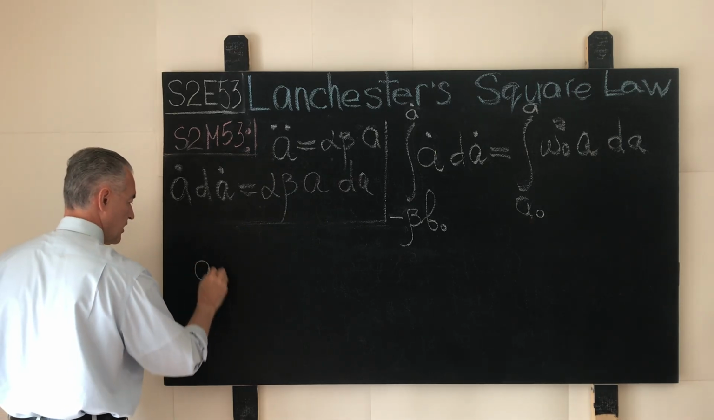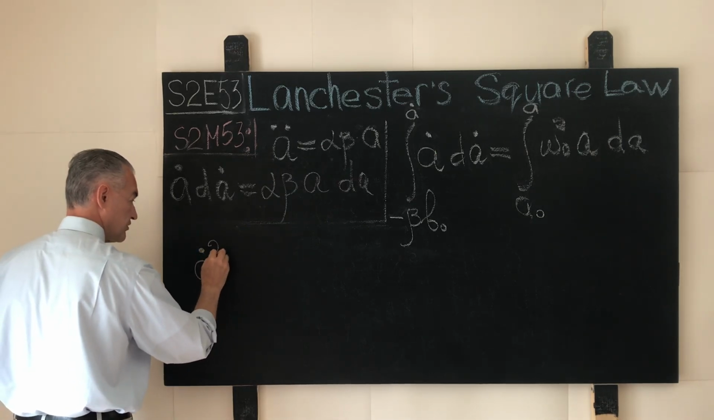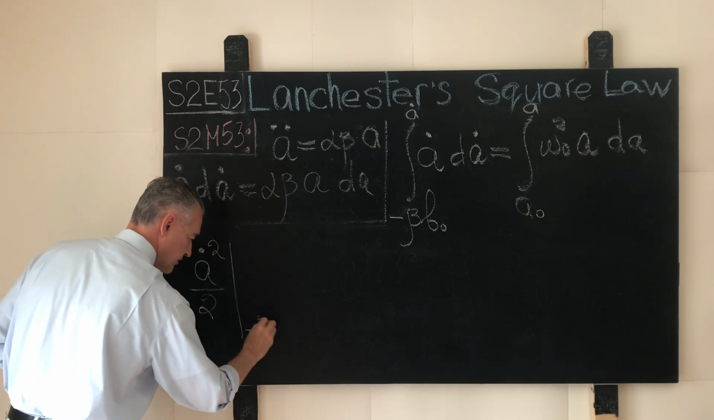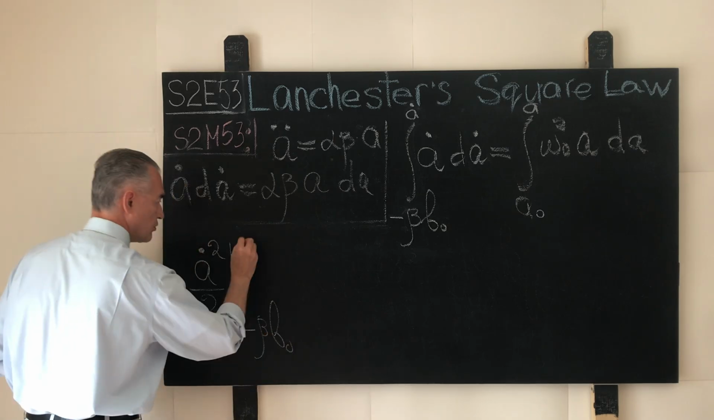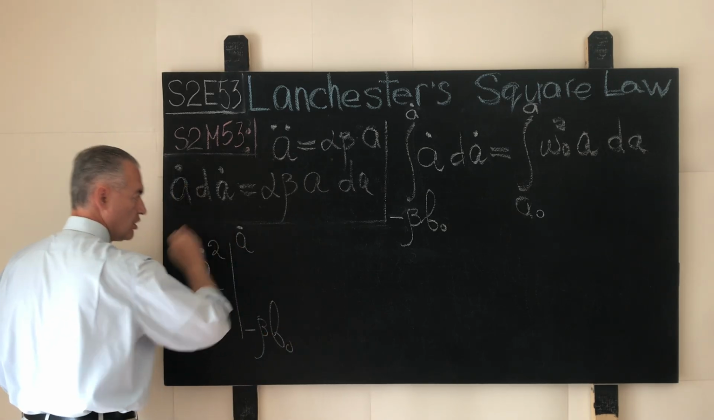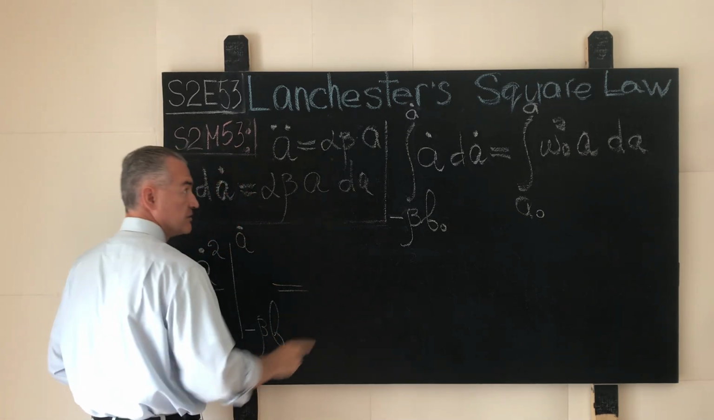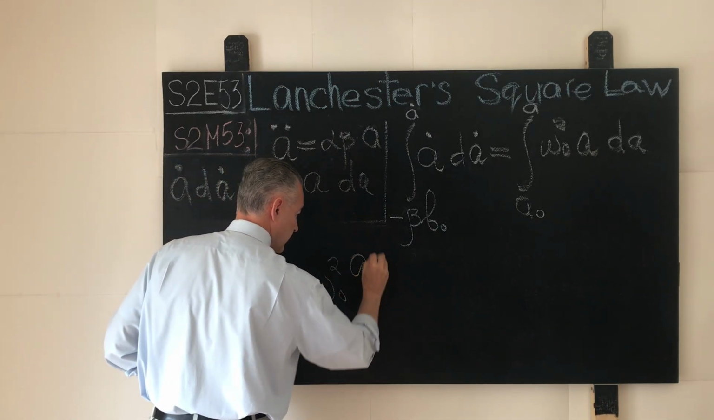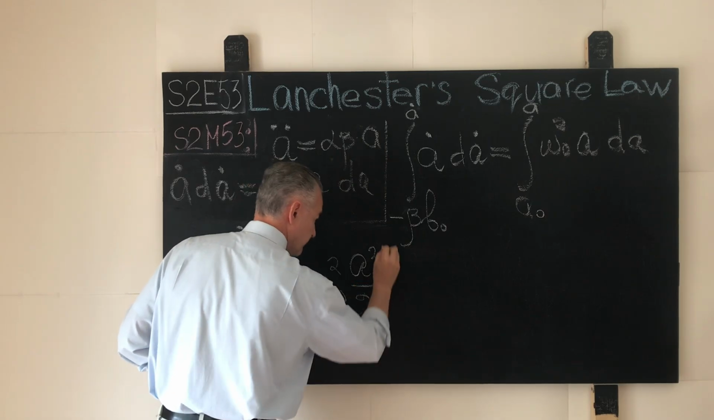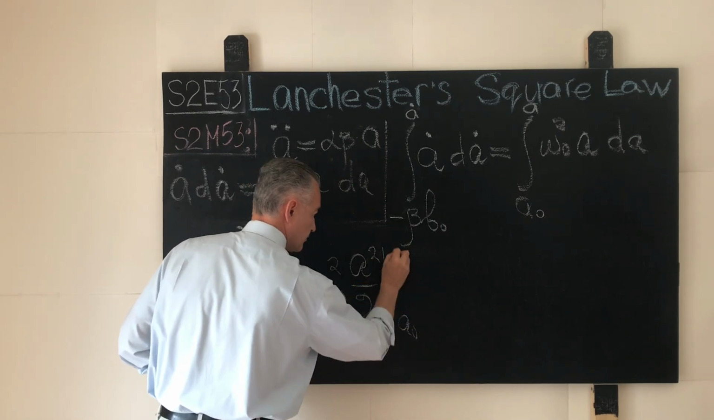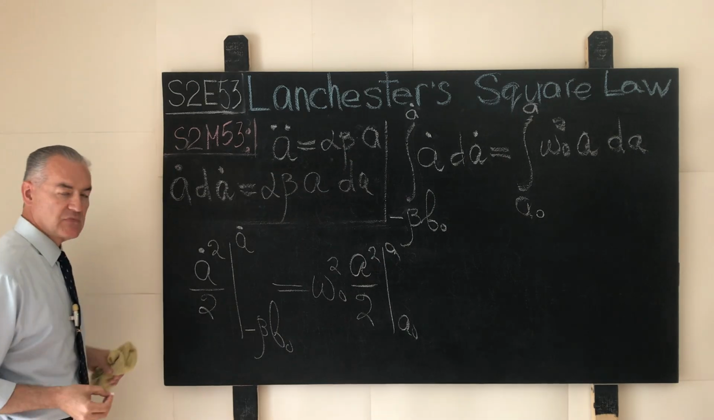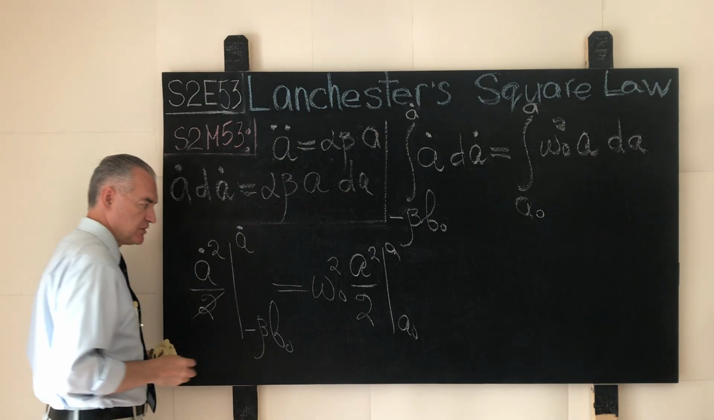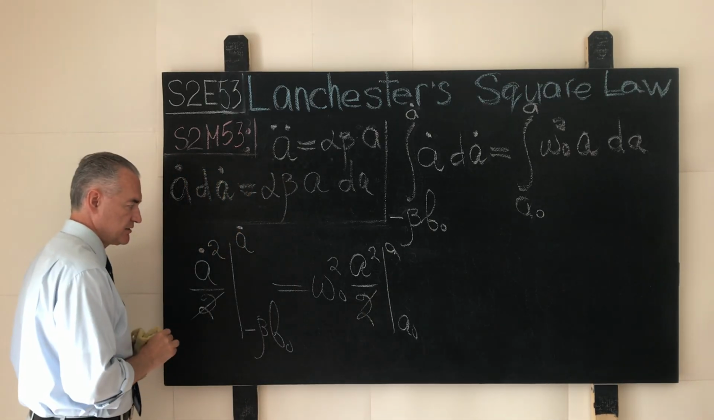We have (a dot)^2 over 2, the first derivative squared, evaluated between minus beta b0 and the current value of the derivative, and it is equal to omega_0 squared a squared over 2, evaluated from a0 to a. This is how straightforward that is. The 2 in the denominator and the 2 in the denominator cancel each other out.